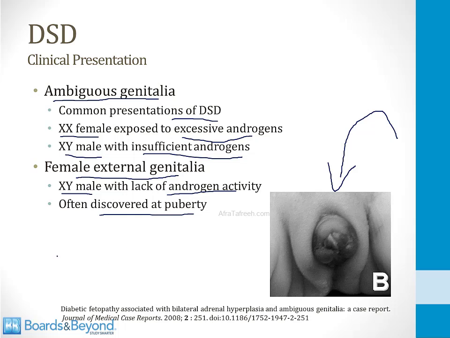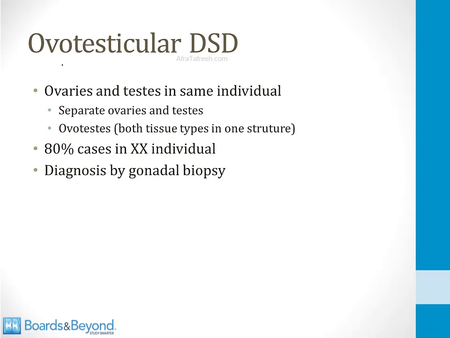A workup then will discover that it's actually an XY male individual missing androgen activity. The first disorder of sexual development we'll discuss is the easiest to understand. It's also very rare. It's called ovotesticular disorder of sexual development.